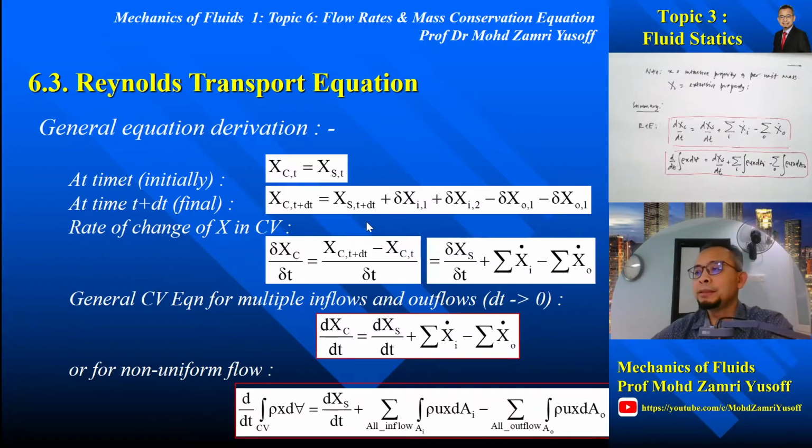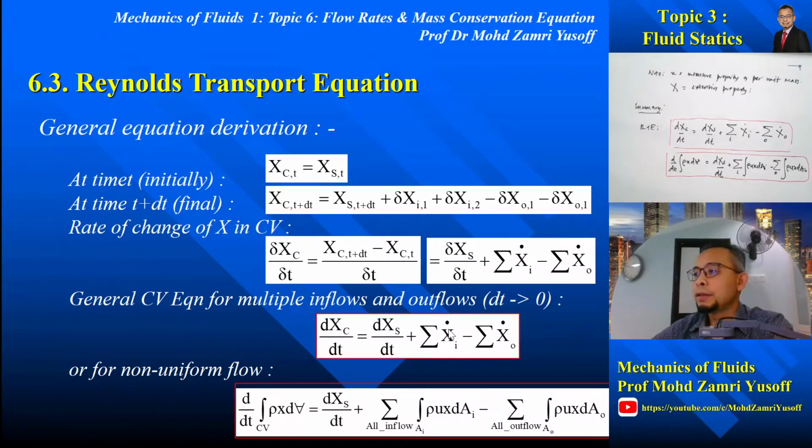So we have seen just now that the Reynolds transport equations, or the general control volume equation for multiple inflows and multiple outflows, is: the rate of change of x for the control volume is equal to the rate of change of x for the system plus the rate at which x enters the system minus the rate at which x exits the system. Or for non-uniform flow, the only difference is that we need to integrate in order to obtain the rate of change of x in the control volume and the flow rate at inlets and at exits, because the velocities are non-uniform.